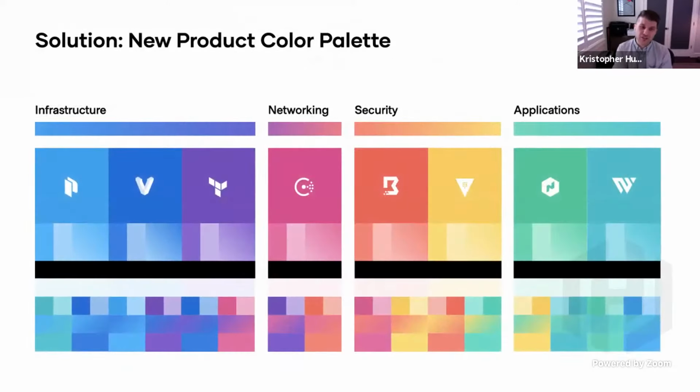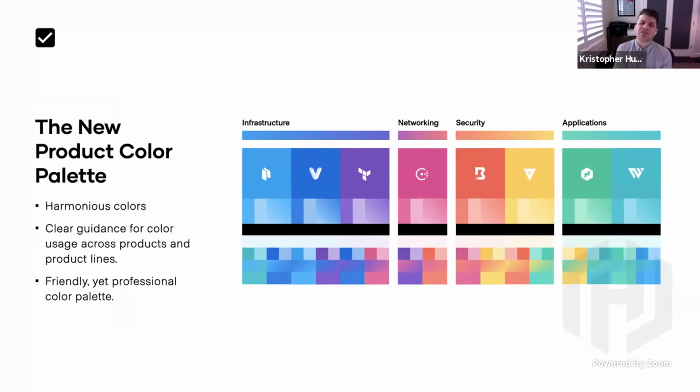So the solution was a new product color palette, and the idea here is that we bucket our infrastructure layers of cloud infrastructure, from the actual base layer of infrastructure to networking to security to applications. And we bucket these within different gradients along the color spectrum, and then pull out specific colors that then apply to the products.